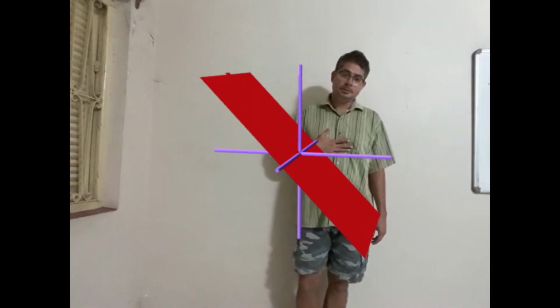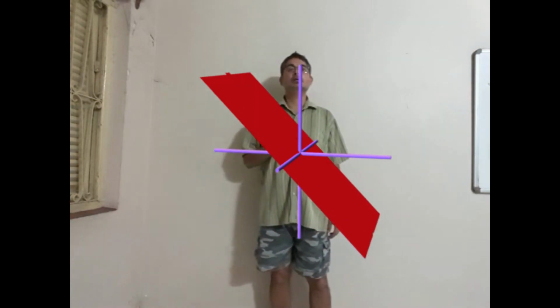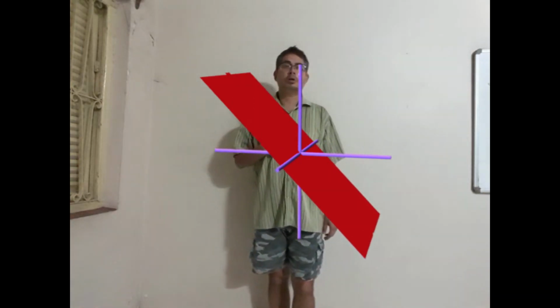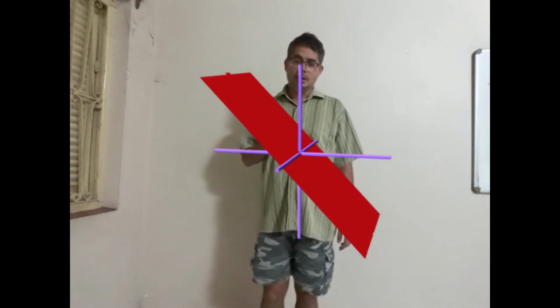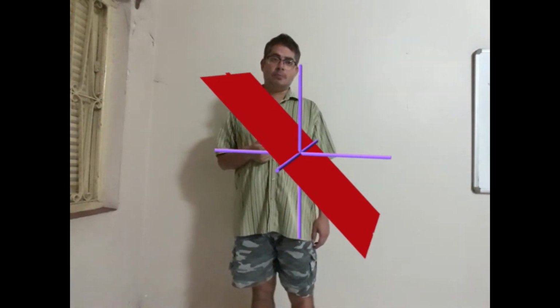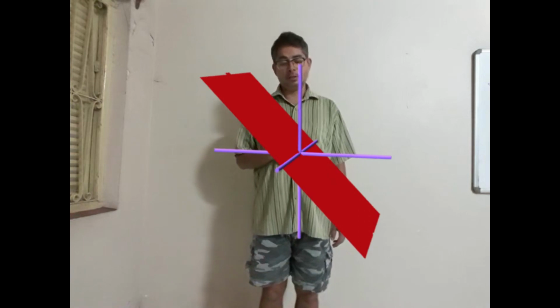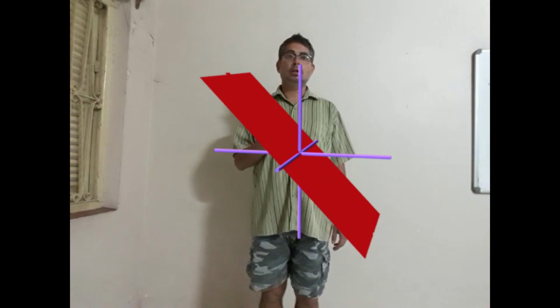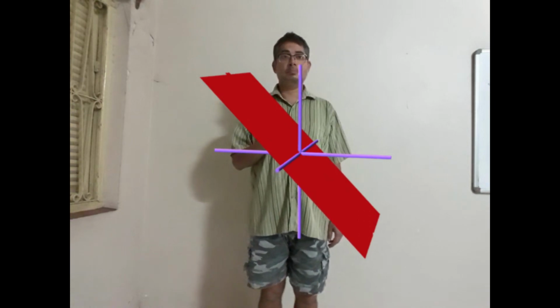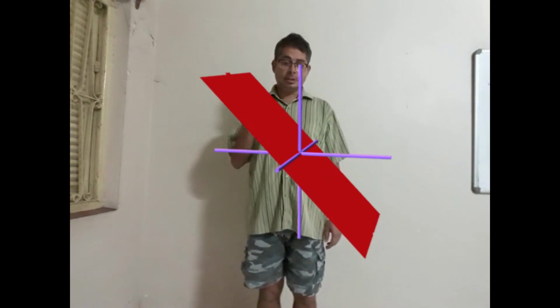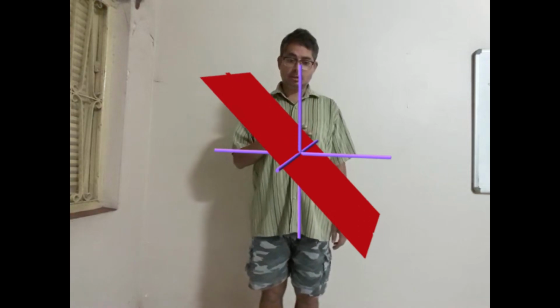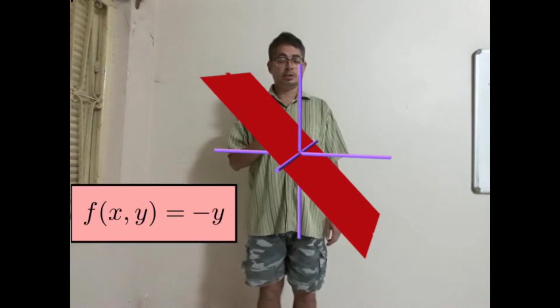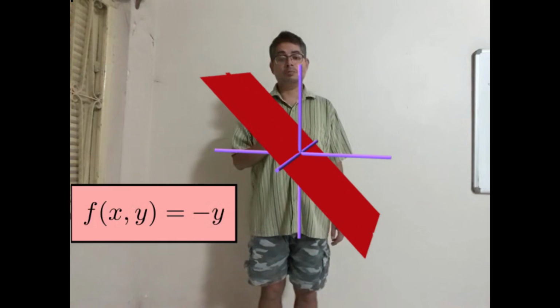This surface is here to explain the important fact that the mere existence of the partial derivative at a point is not enough to guarantee the existence of a tangent plane there. So the surface that you see here is of the function f(x,y) equal to minus y.